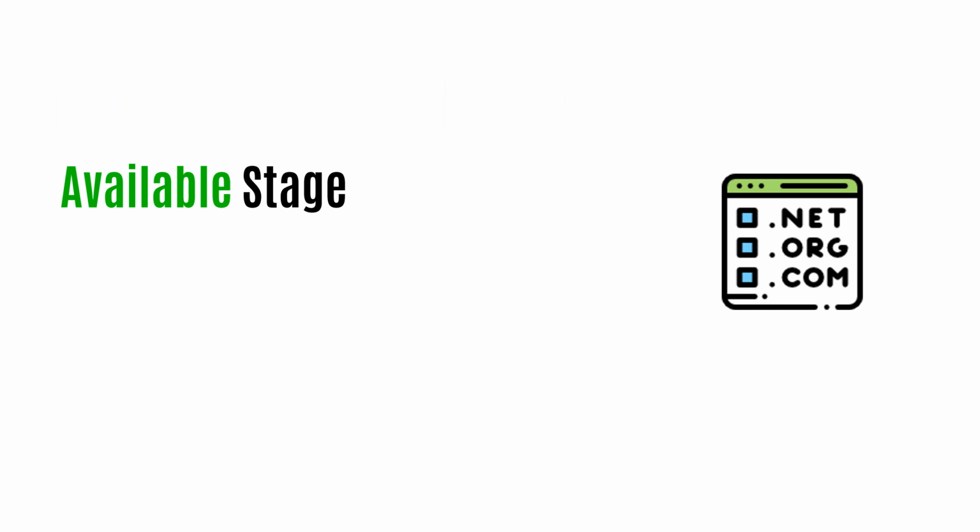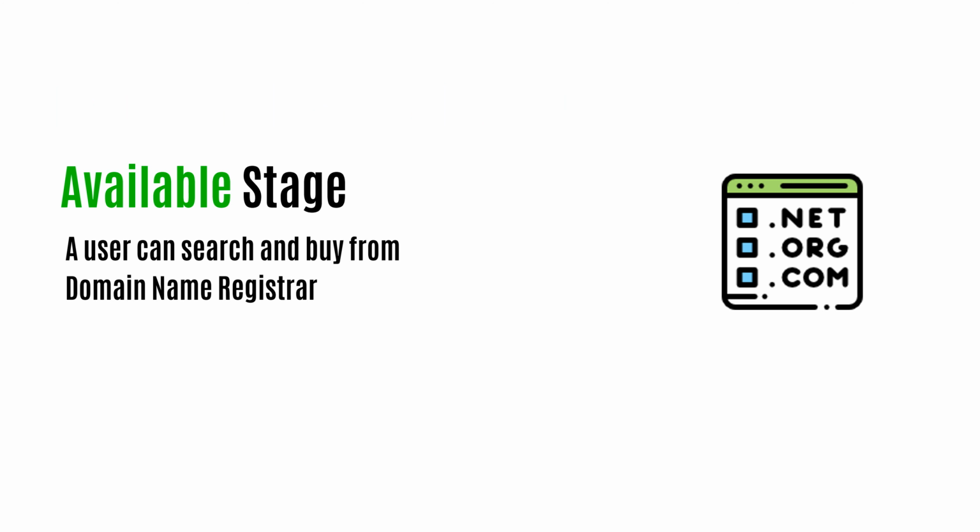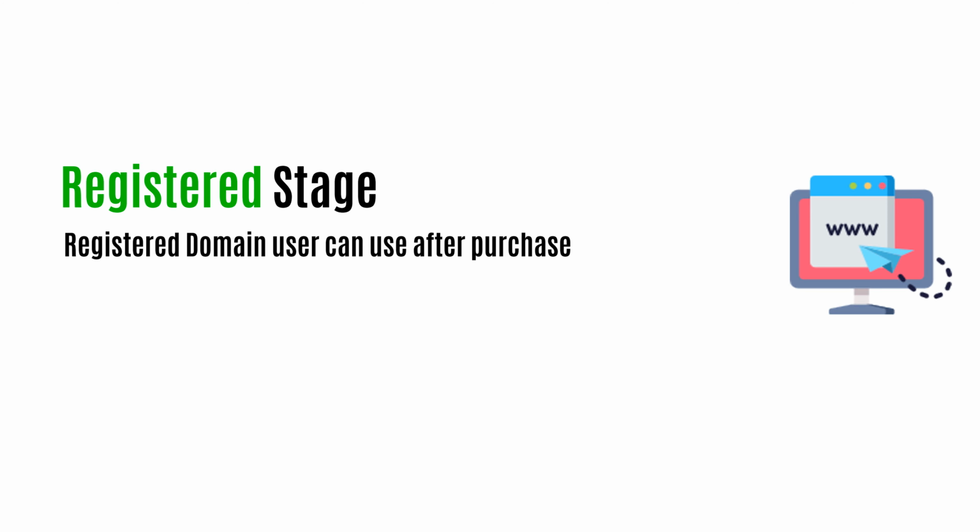Available. The domain life cycle starts when it is in the available phase. It's the stage in which a domain registrar can be registered by a person or organization. This is operated by a top-level domain authority.